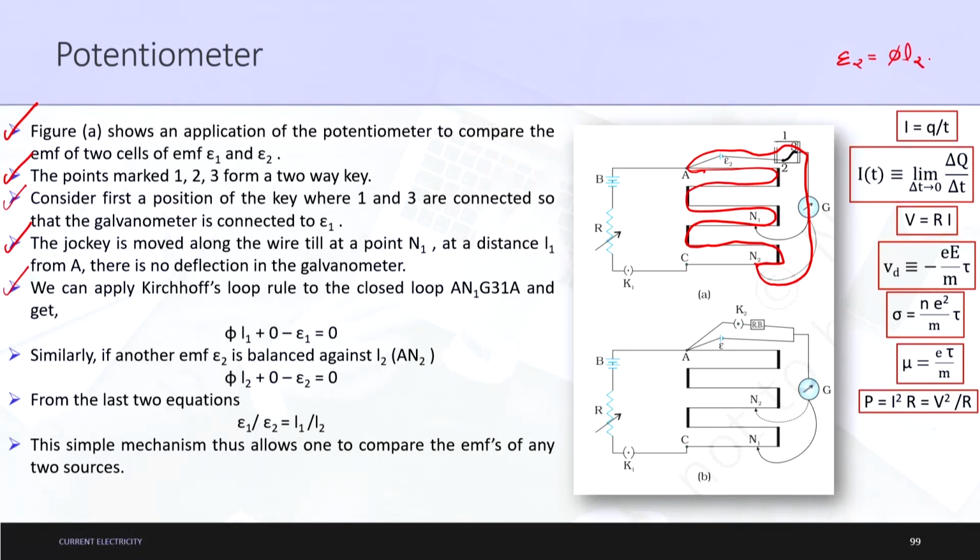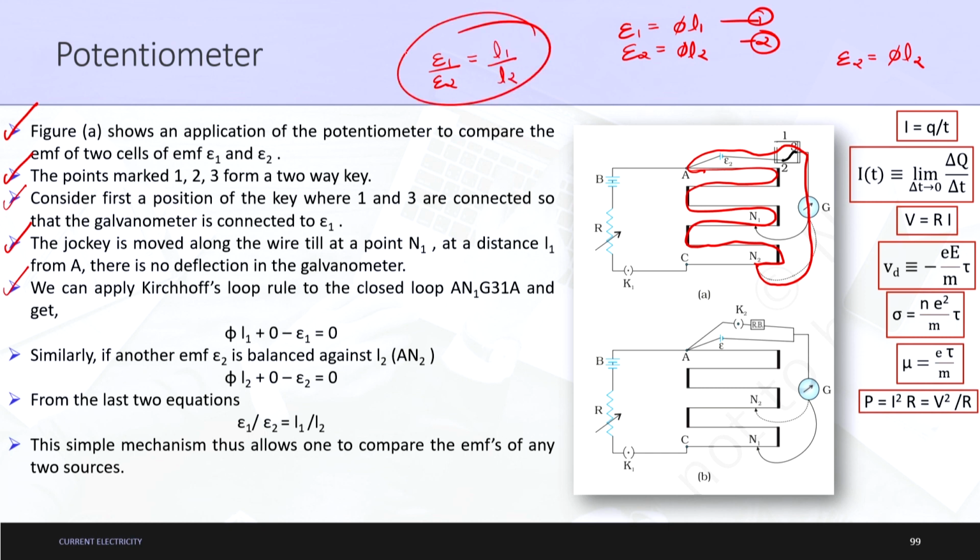Now we use these equations: epsilon 1 is equal to phi into L1 and epsilon 2 is equal to phi into L2. From these two equations, the ratio of the EMFs epsilon 1 and epsilon 2 is equal to the length L1 upon L2. We know the value of L1 and L2, so we can find the ratio of epsilon 1 and epsilon 2. Similarly, when epsilon 2 is connected, this has been explained. From the last equation we get epsilon 1 by epsilon 2 is equal to L1 upon L2. So this simple mechanism allows one to compare the EMFs of any two sources, and we can find the ratio of the EMFs of two sources.